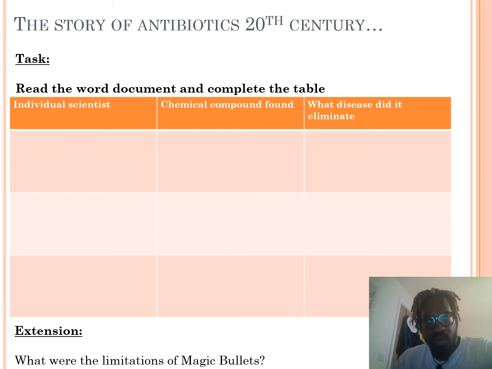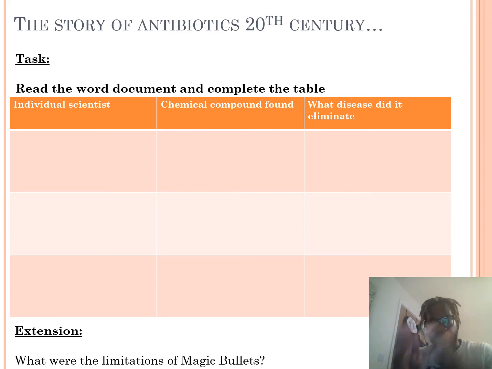As usual in the email, I've attached a Word document. Read that first section of the Word document and then just fill in this table. So there's three different boxes to the table, because there's three different individual scientists that you're going to come across. For each individual scientist, put their name, what was the chemical compound they found, and what specific disease or illness did it eliminate. And we refer to these as magic bullets, okay?